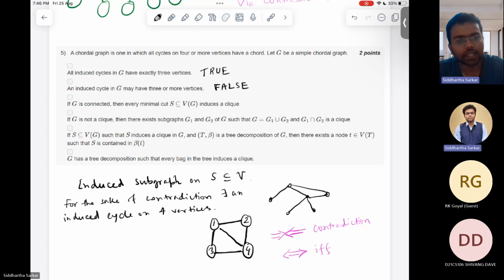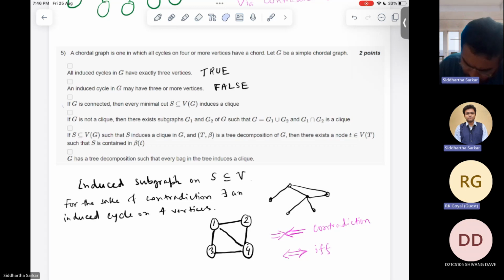So if G is connected, then every minimal cut induces a clique. So I have to define what is a cut. Okay, let me define a cut. This is a slightly involved argument, so let me first copy the statement, and it will take a few minutes to discuss this.